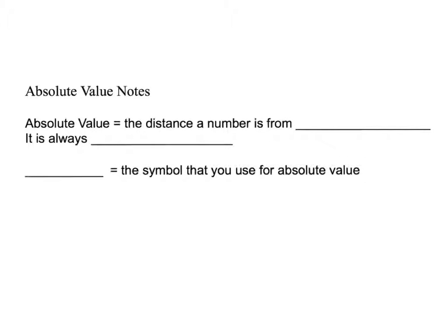An absolute value is the distance a number is from 0. So make sure you write 0 in this first blank on your paper. The great thing about absolute value is that it is always positive. So let's write positive in our second line.